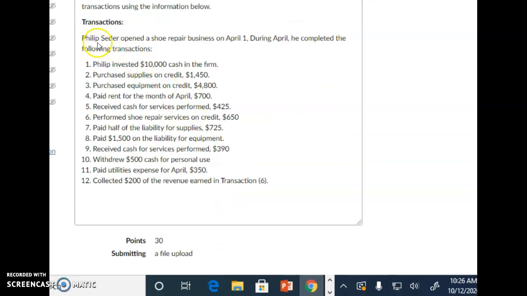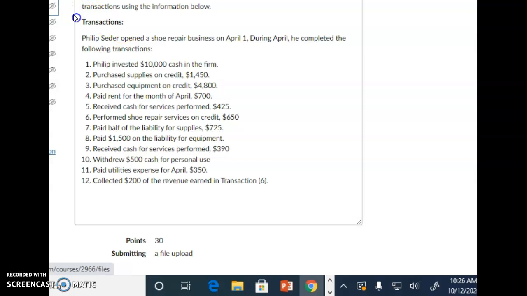And here are the transactions that you are going to be putting on your form that you just copied. And they will be listed. You'll do it by transaction number. So for example, Philip invested $10,000 cash in the firm. Now he opened a shoe repair business on April the 1st. So during April, here are his transactions. So the first one is he invested $10,000 cash in the firm.